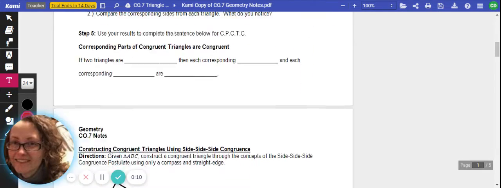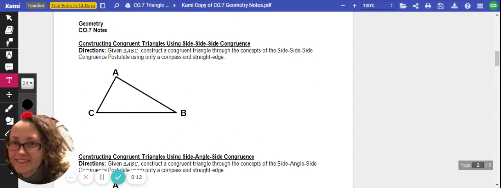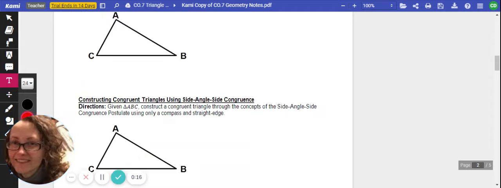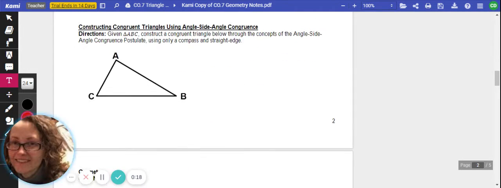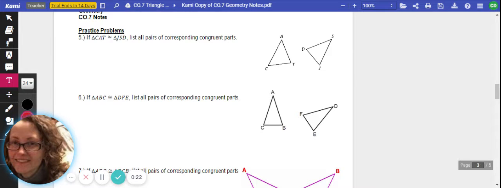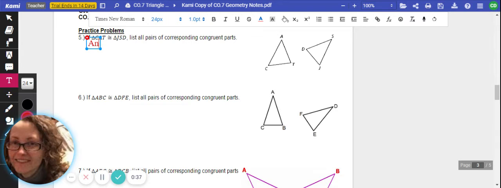We already completed page 1. I am going to be putting out some short videos for page 2 over the constructions. What I want to look at today is starting on page 3, where we are listing corresponding parts that are congruent. So for some of you, this may be a repeat, but I'm going to go ahead and just start with number 5.